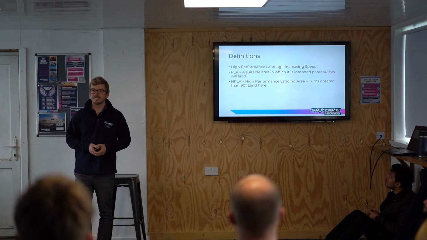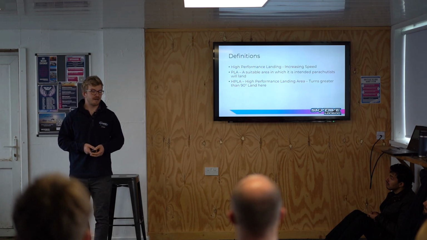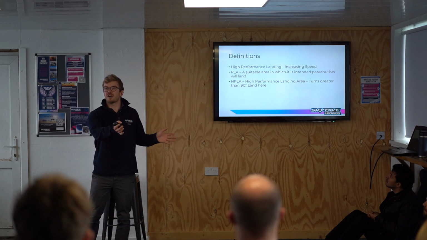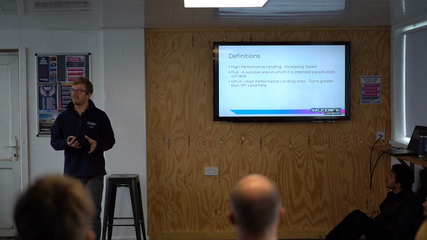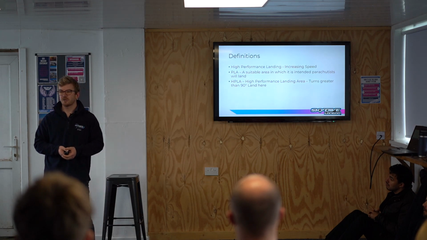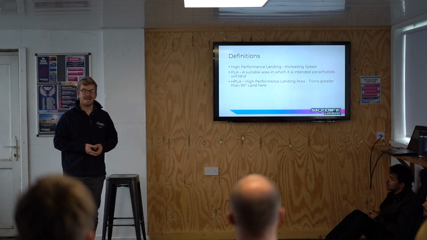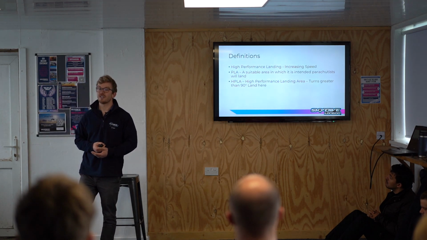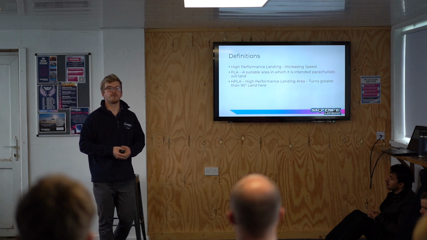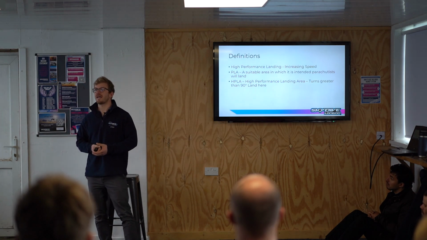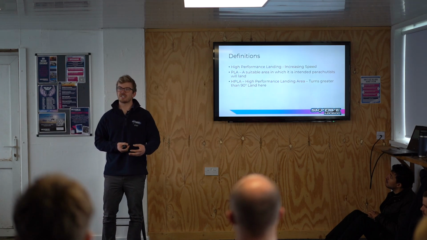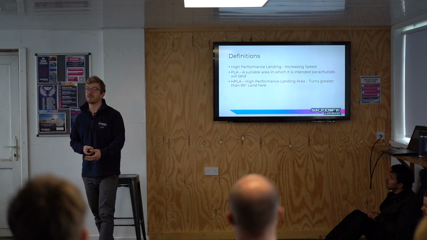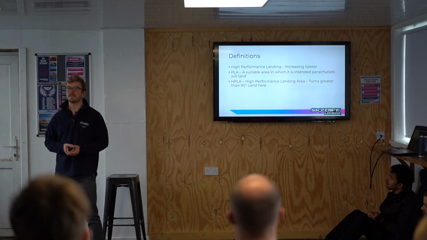A PLA is a suitable area in which it is intended parachutists land. That's from the ops manual, and that could be all of our area out here is our PLA, and then we have a smaller area which we think of as the actual PLA where we normally try to land. And a HPLA is the landing area where any turn greater than 90 degrees should happen. So that might be different from what some people put their hands up earlier. The HPLA isn't actually for all high performance landings. It's for landings where the final turn is greater than 90 degrees.